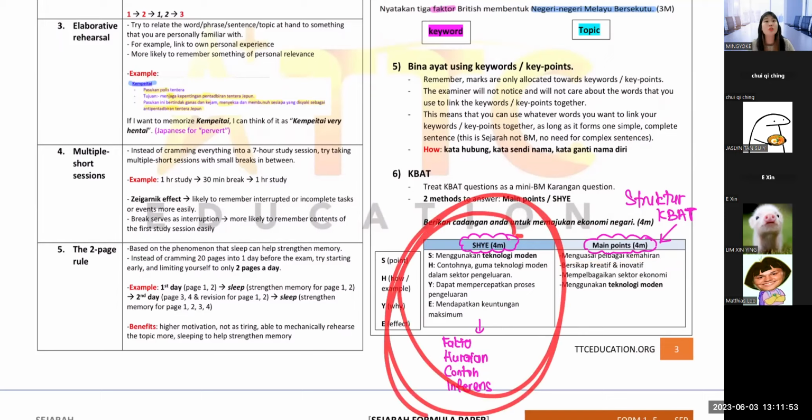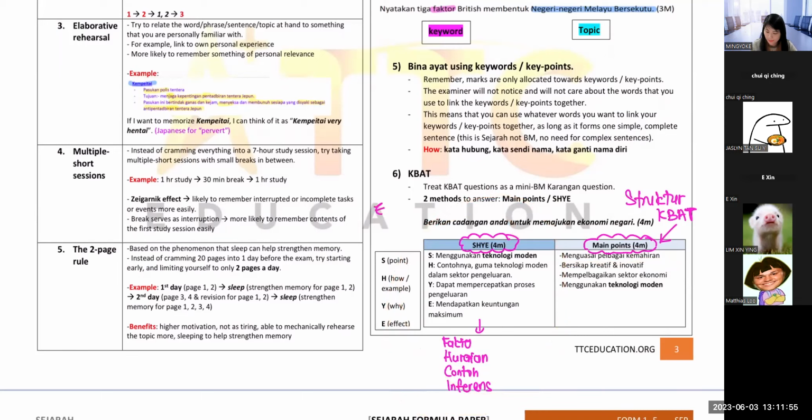Then when it comes to your essay, KBAT essay, you put fact, explanation, example, inference. Or you can say point, how, example, why, and effect. For example, suggest how to improve your country's economy? You can say first, you use modern technology, such as using modern technology in our production sector. Example, you can give an example. Example, what?